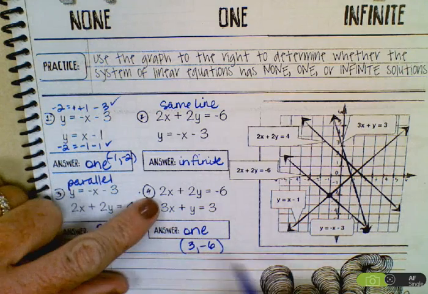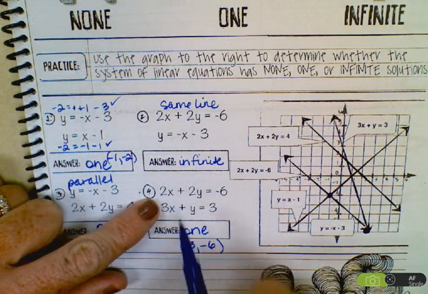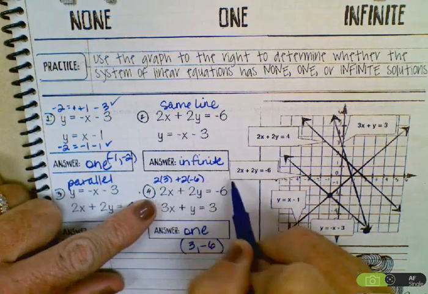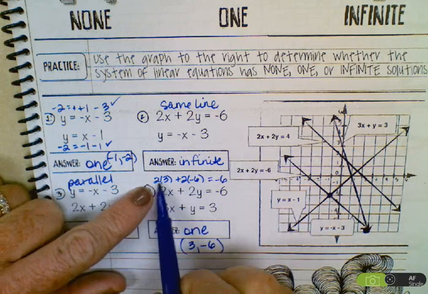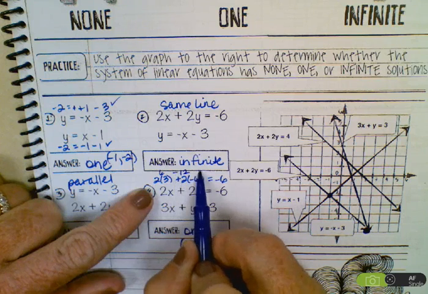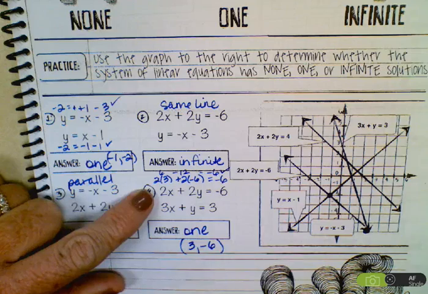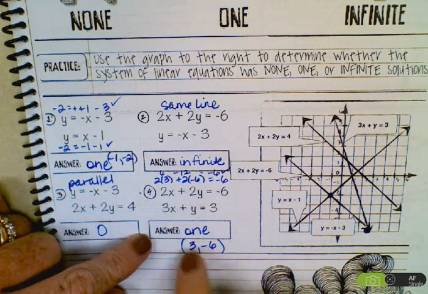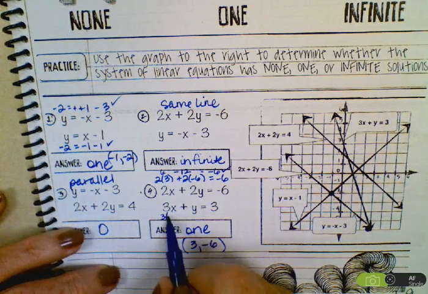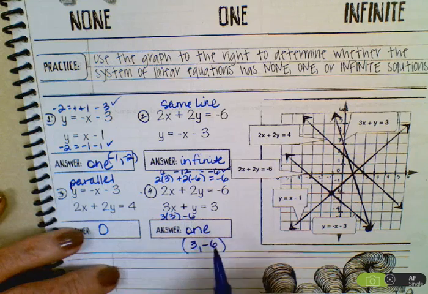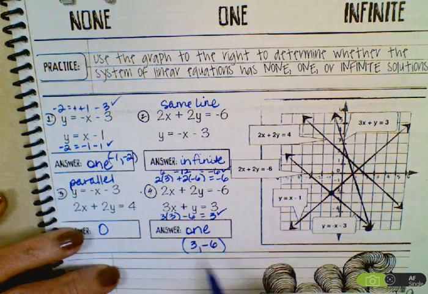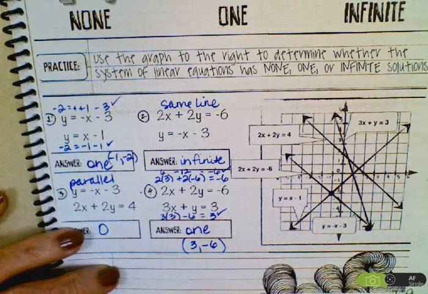So we can check that solution again. This is my x coordinate, that's my y coordinate. So 2 times 3 plus 2 times -6 should give me -6. So let's check that out. 2 times 3 is 6. 2 times -6 is -12. And 6 minus 12 is in fact -6. Now remember what I said, that solution must work in both places. So let's see if that really does. My x value is 3. My y value is -6. 3 times 3 is 9. Minus 6 is 3. So that is the solution to that system.